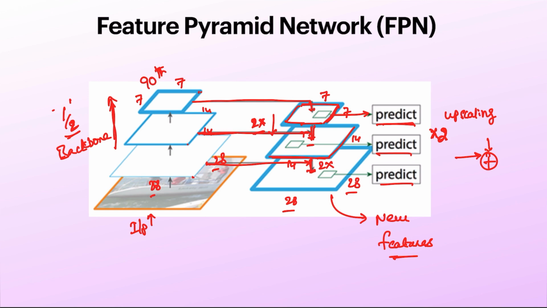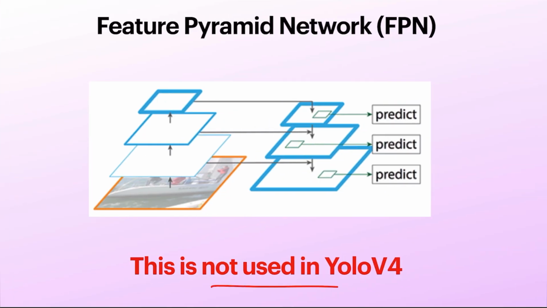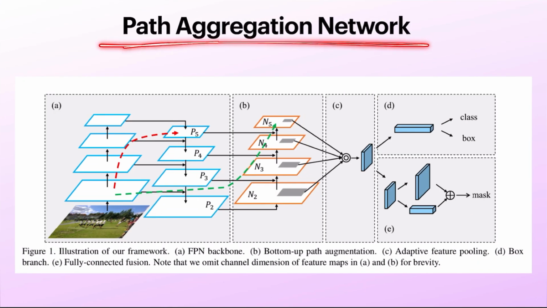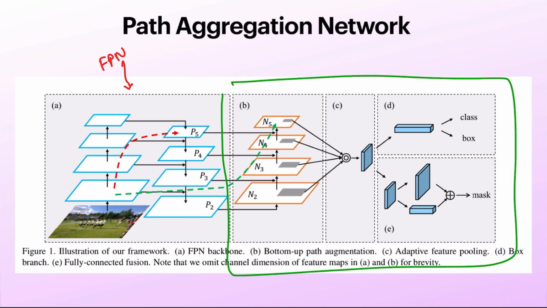So far we have discussed FPN, but it is not used in YoloV4. As I was saying, we need to understand FPN just as a building block to understand the next module. In YoloV4, path aggregation network is used here, and path aggregation network is just an extension of FPN. You can see here till this particular block it is FPN. On top of FPN you add additional blocks. That is why to understand this path aggregation network we need to understand the FPN.